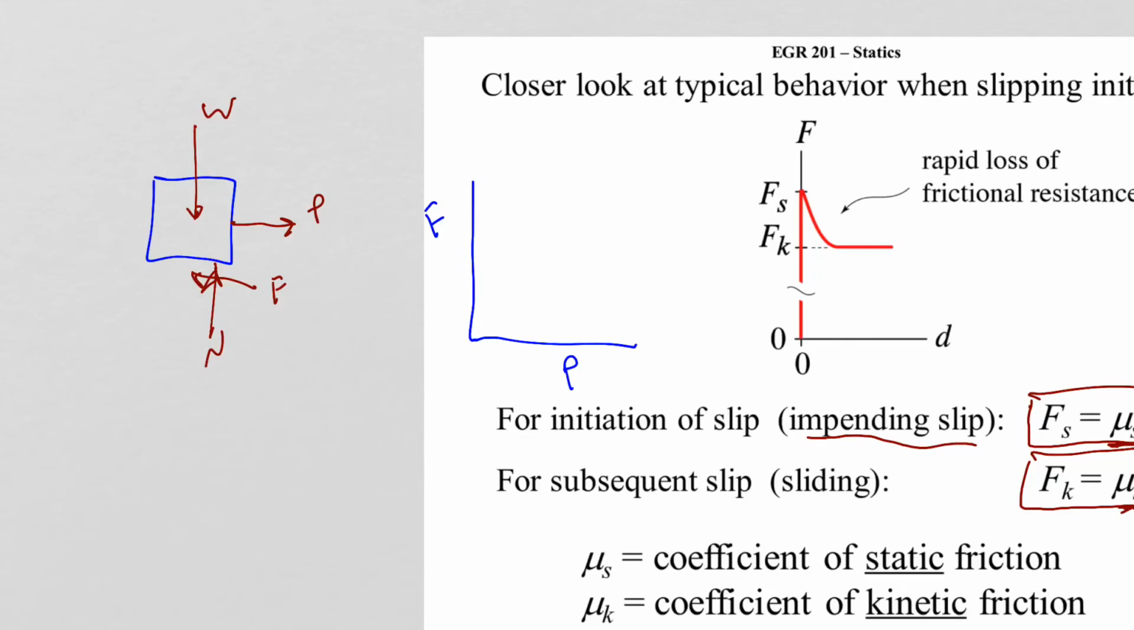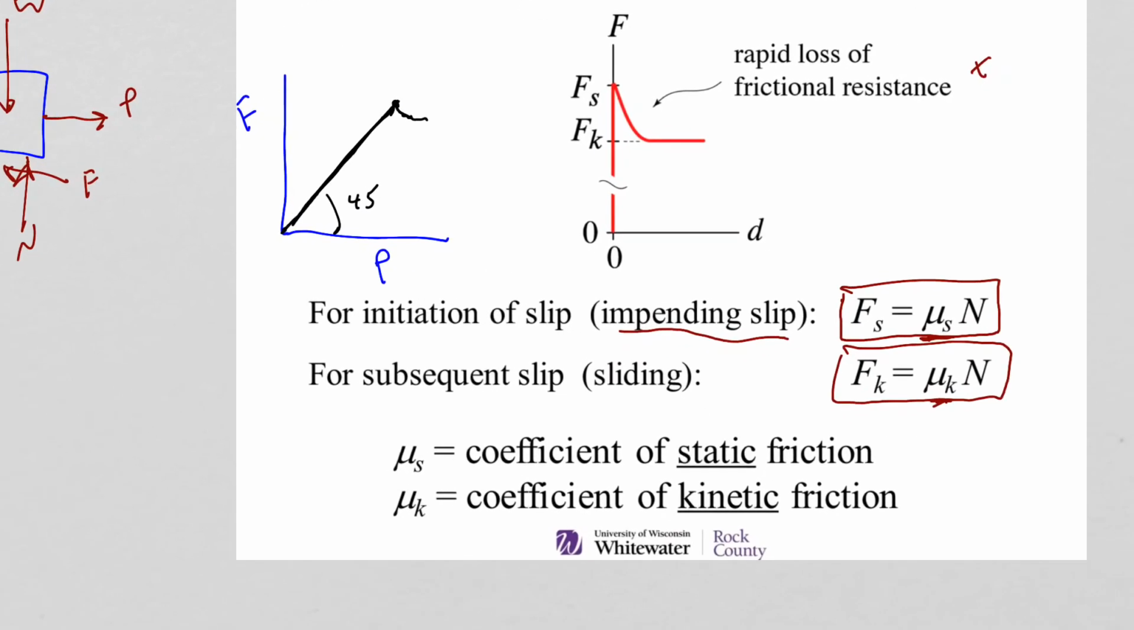Another way of looking at this is the relationship between the frictional force and our pulling force, where they're actually equal to each other. This angle is 45 up until impending motion, and then our frictional force may drop off on us at that point. And it may change, but up until that point, they're equal to each other. But after that point, these equations come into play.